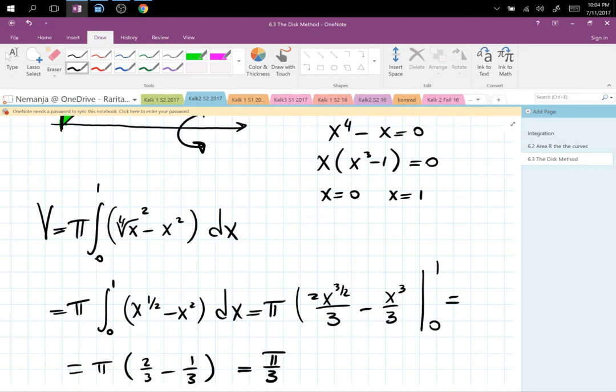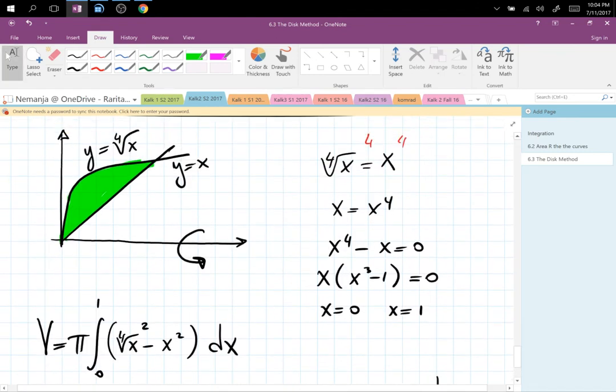Just got a quick question. Basically, isn't it y equals x that is the farther one? You said the farther from the axis of rotation. So if you look at it this way, right? Yep. Okay. So x to the 4 is far, so far minus close, right?